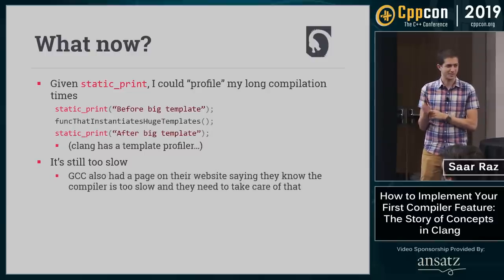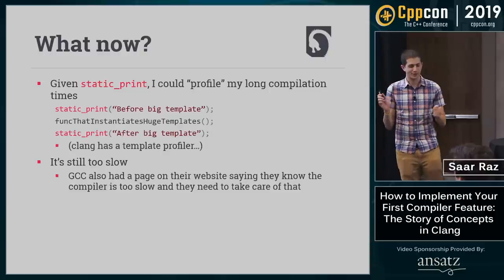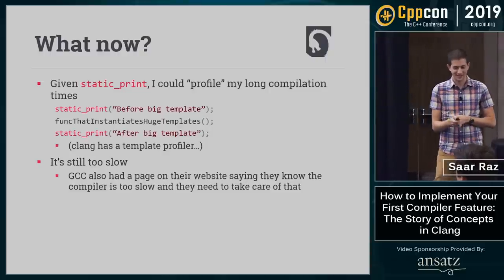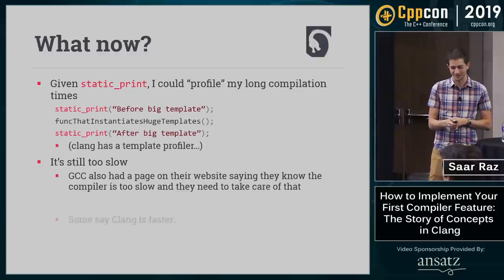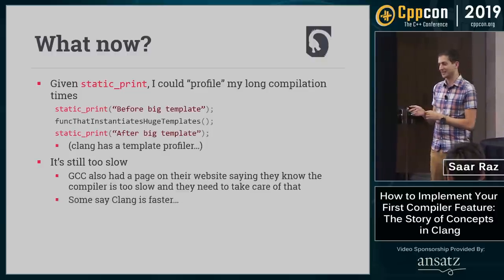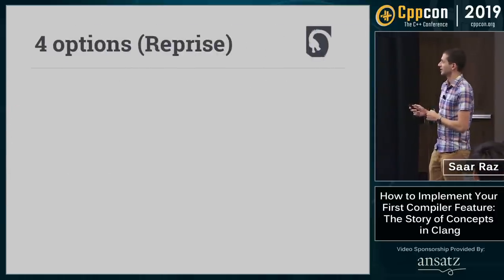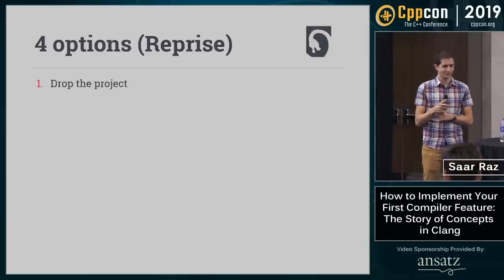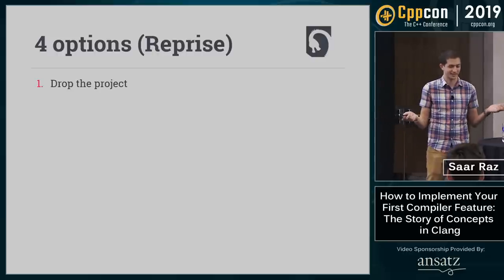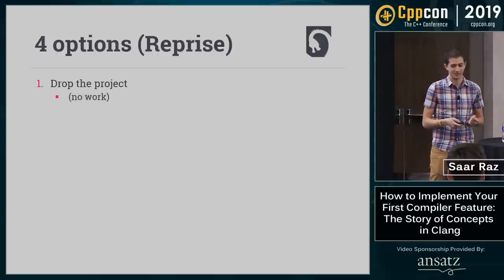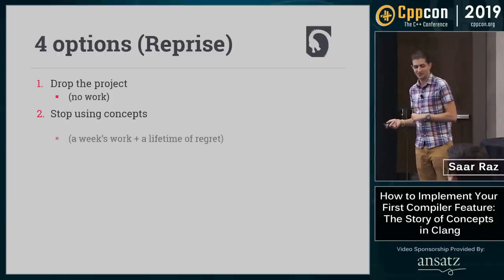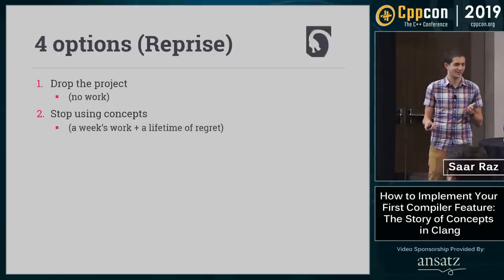And also GCC had this page on their website saying, oh, we know that our compiler is slow and we need to take care of that someday. That wasn't very uplifting. And some say Clang is faster. So I had four options as I saw it back then. First option, drop the project entirely, which is no work, which is always good. Second is stop using concepts, which is like a week's work and a lifetime of regret.